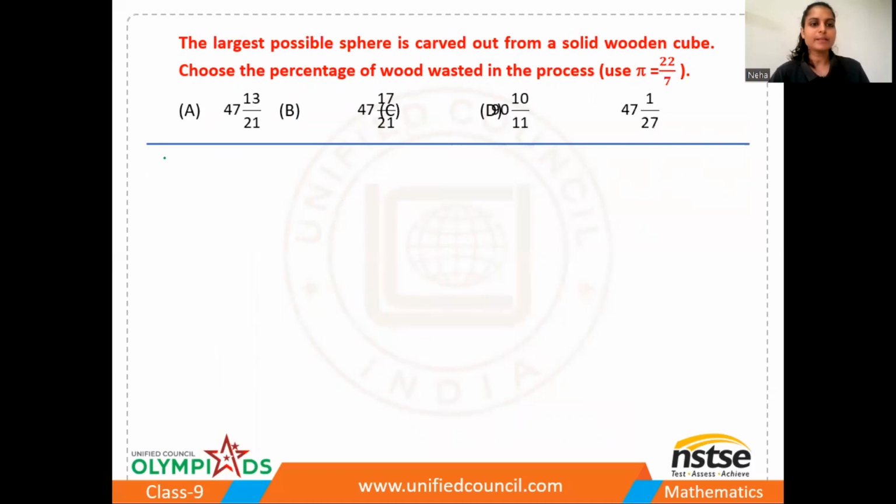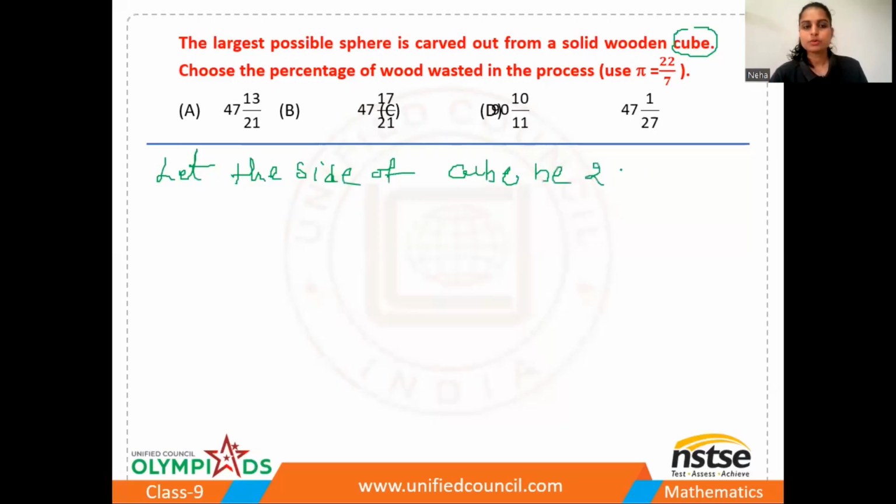Okay, so let's suppose, as we are talking about the cube here, that means all sides are equal, right? So let the side of the cube be twice of r, 2r centimeters. Then in this case, what will be the volume? The volume will be 2r whole cube, that means 8r cube. Perfect, this is the volume in this case.